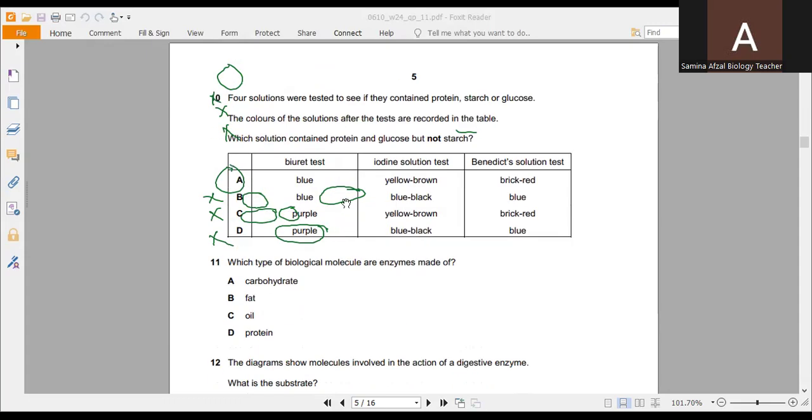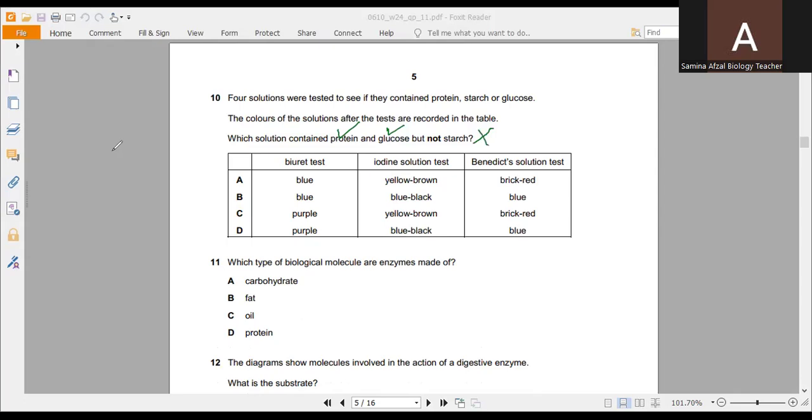Now question number 10. Four solutions were tested to see if they contained protein, starch, or glucose. The colors of the solutions after the tests are recorded in the table. Which solution contained protein and glucose, but not starch?